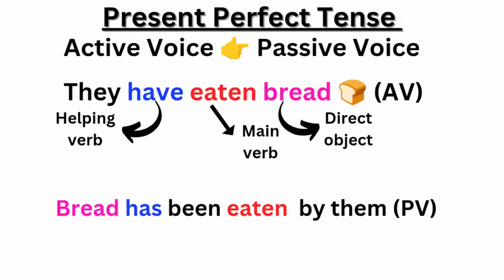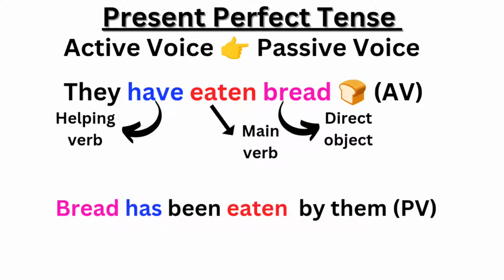In this video we are going to talk about present perfect tense, active voice and passive voice. Here I have written one example. They have eaten bread. Bread is the direct object. Eaten is the main verb. Have is the helping verb. So the structure is subject plus has or have plus V3 plus object.